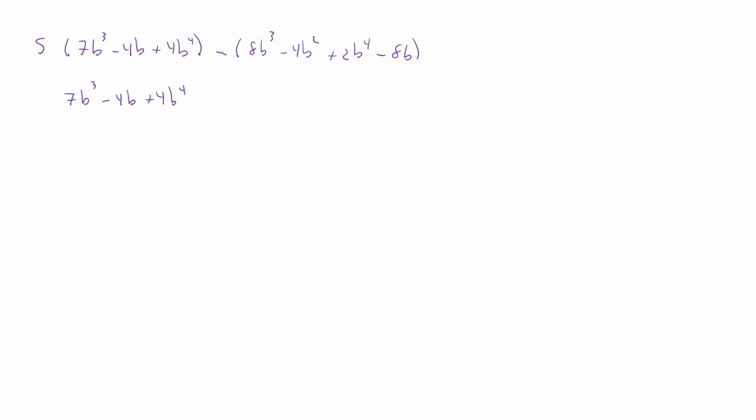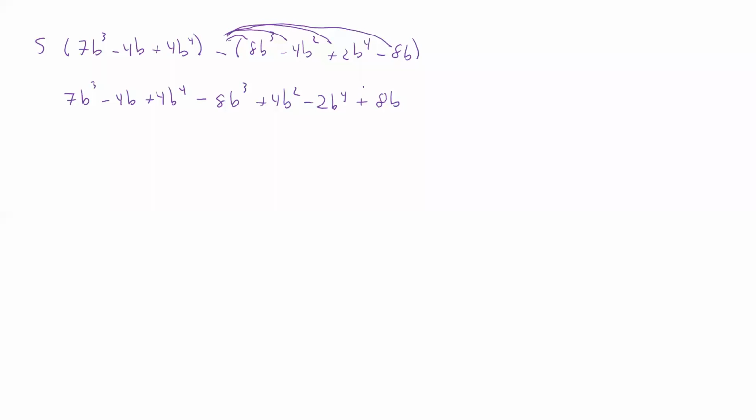Now we're going to take the opposite of each one of these. So we're going to have to distribute that negative for each of our terms. So now that becomes minus 8b to the third. That becomes plus 4b squared. That becomes minus 2b to the fourth. And then that becomes plus 8b.